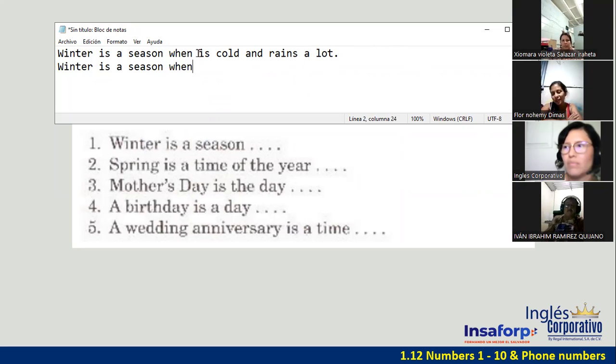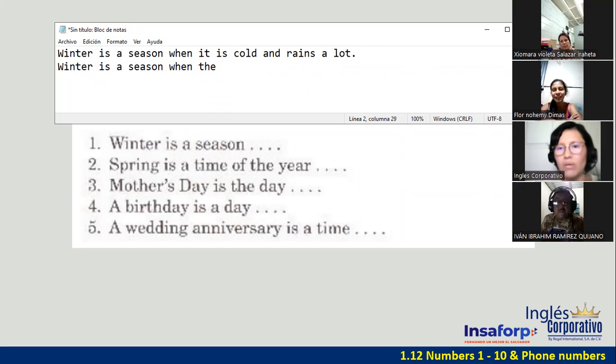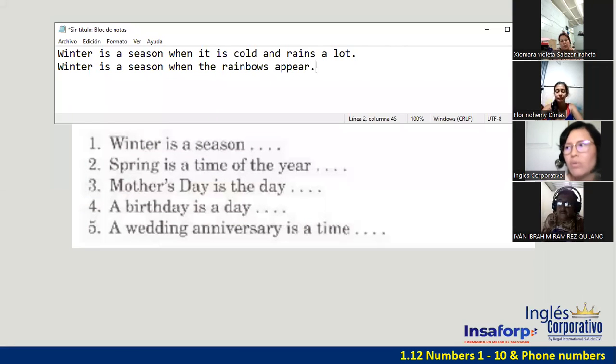It can be winter is a season when the rainbows appear, when rainbows appear. Okay, or are visible too, right? So winter is a season when it is cold and rains a lot. And winter is a season when the rainbows appear or are visible. Okay, then another sentence with winter is a season.